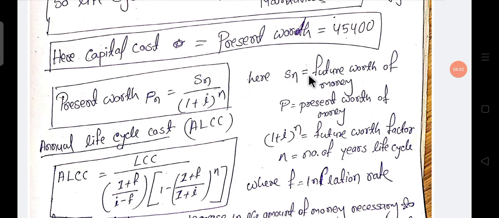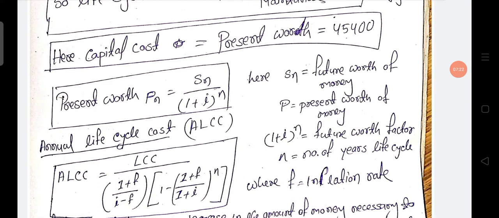Sn is the future worth of the money, where I is the interest rate for one year and n is the number of years. This is the future worth of money, Sn. We also calculate here the future money, that means after 10 years.